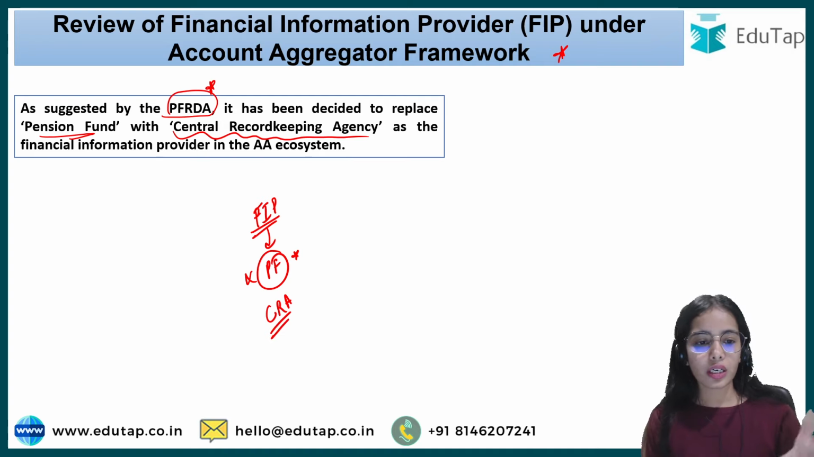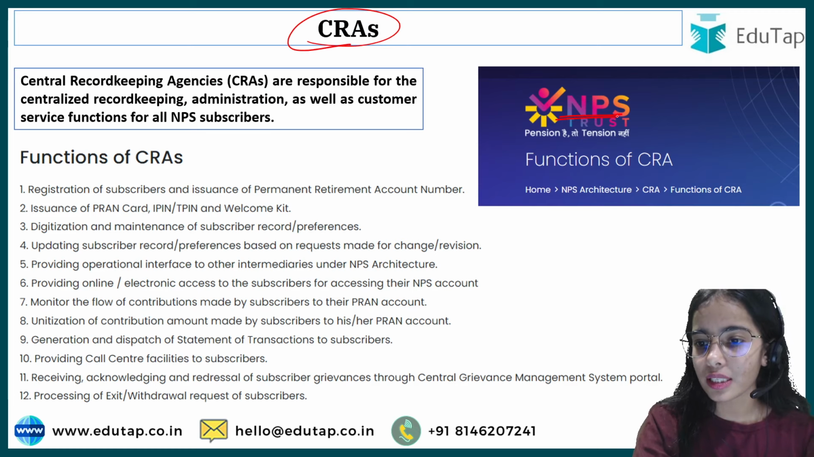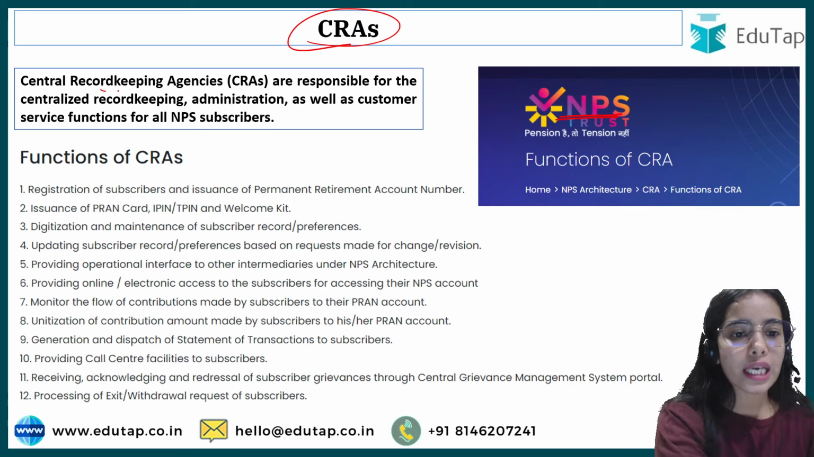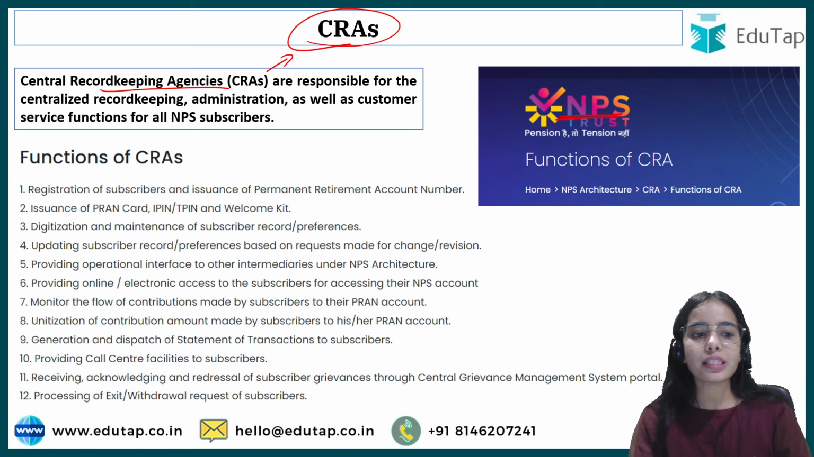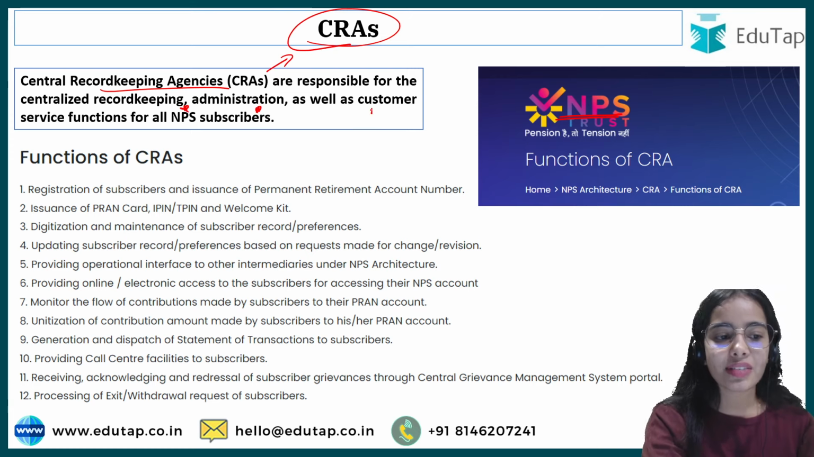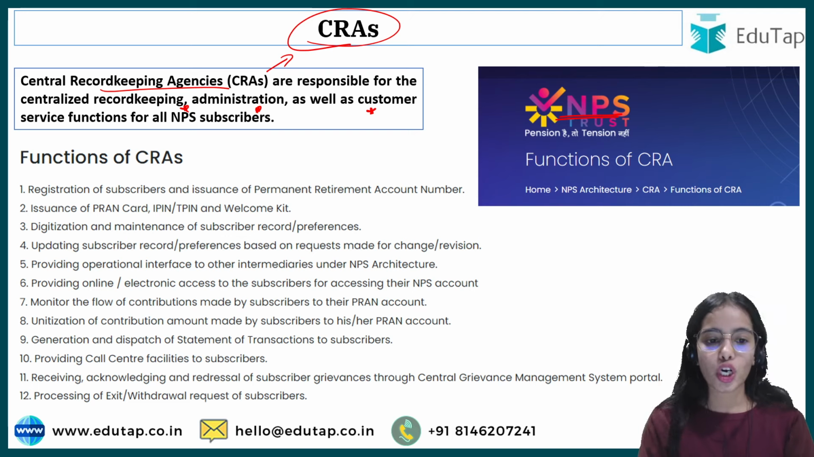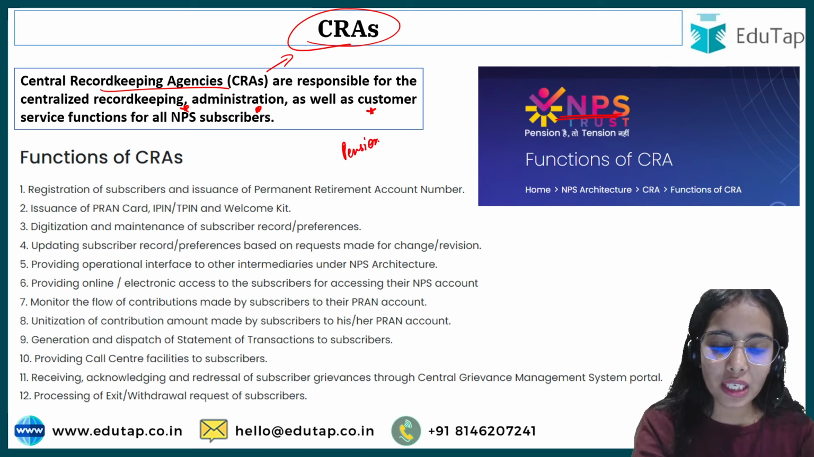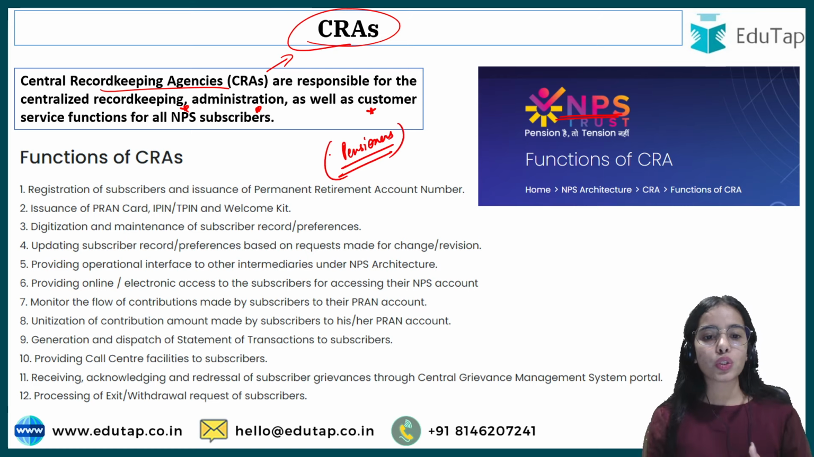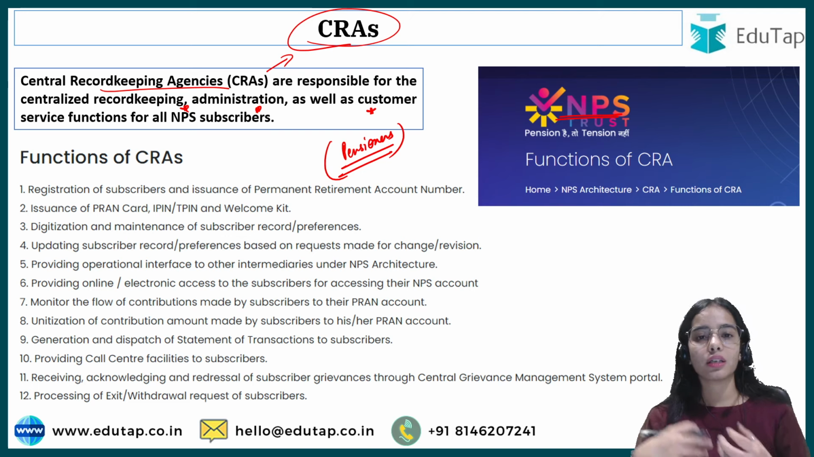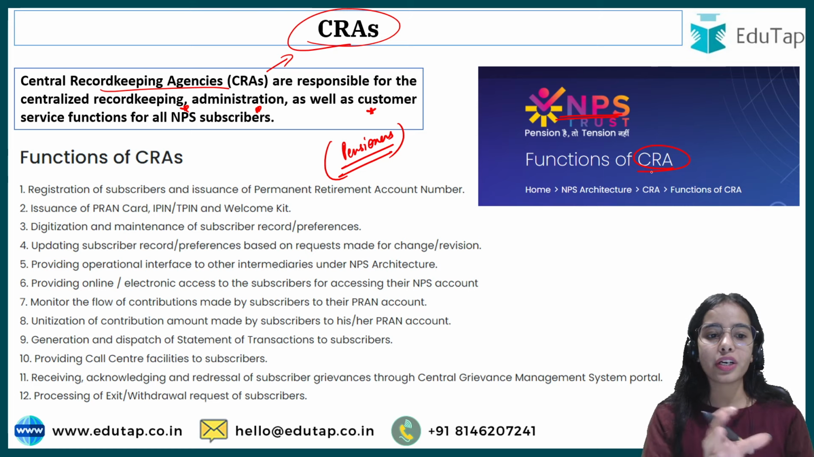So what is the central record keeping agency? The central record keeping agency is under the NPS, that is the National Pension System. So CRAs, that is the central record keeping agencies, are responsible for the centralized record keeping, administration as well as customer service functions of all the National Pension System subscribers. So all the pensioners, all the people that have the pension system, their record and their administration is done by the CRA, the central record keeping agency.